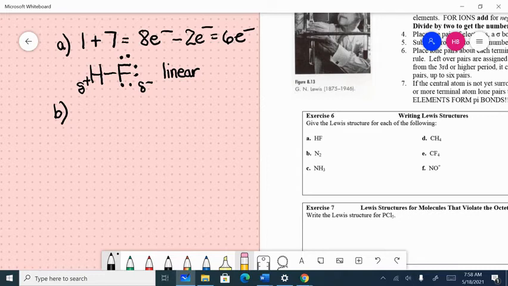B, N2. Well, each of the nitrogens has 5 valence electrons. So I add them up, and I have 10 electrons I need to represent. So let's write this down, bond them together, and I've used 2 electrons. I have 8 left over.